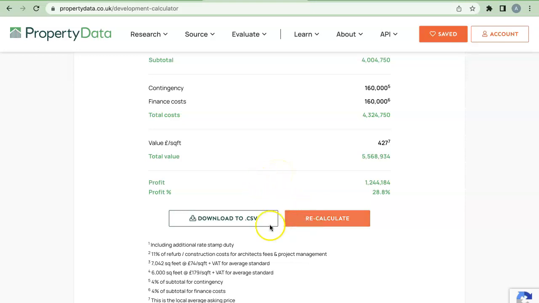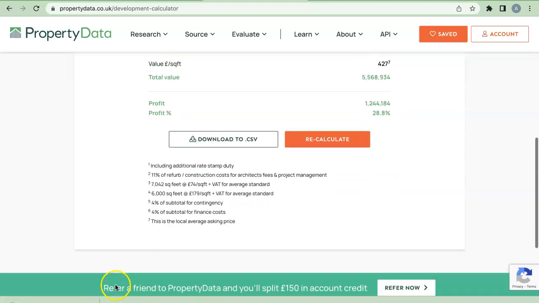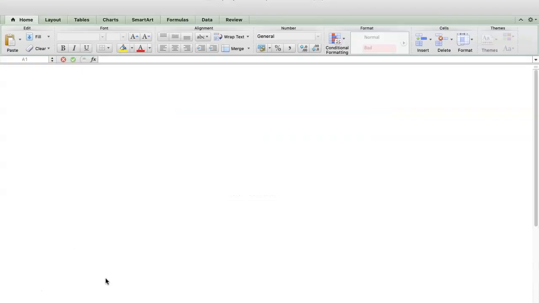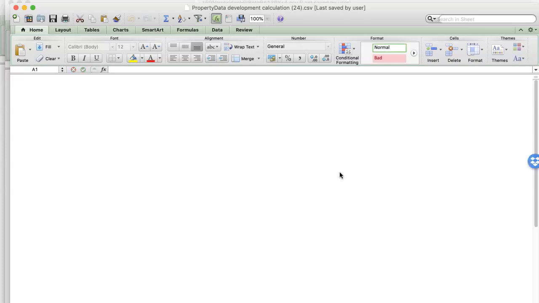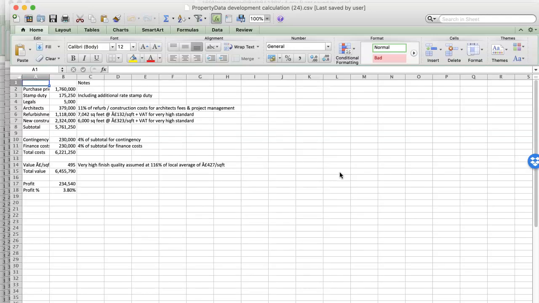But we can download that to a CSV file, and we've got notes here about the qualifications for all these calculations, the assumptions about costs and so on. So we just open this in the CSV file, just for illustration of the sort of tools that we use for development evaluation. Yeah, here are the same figures.